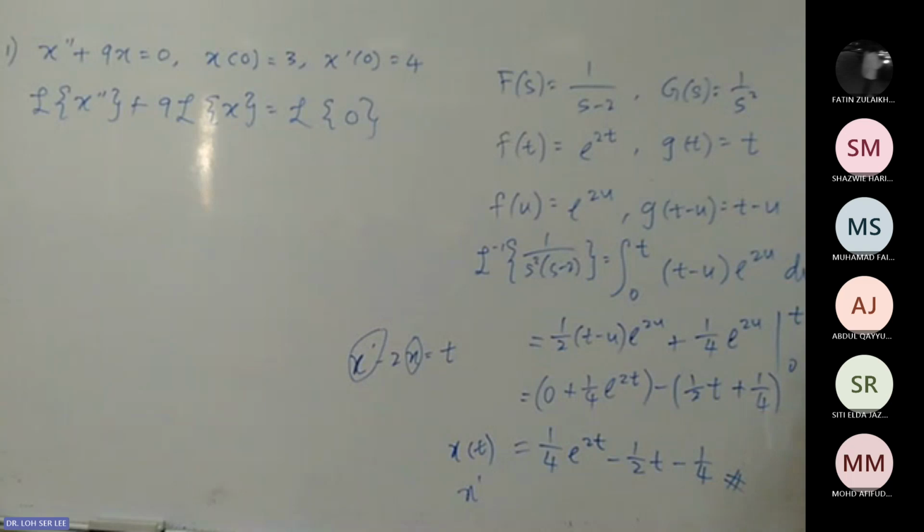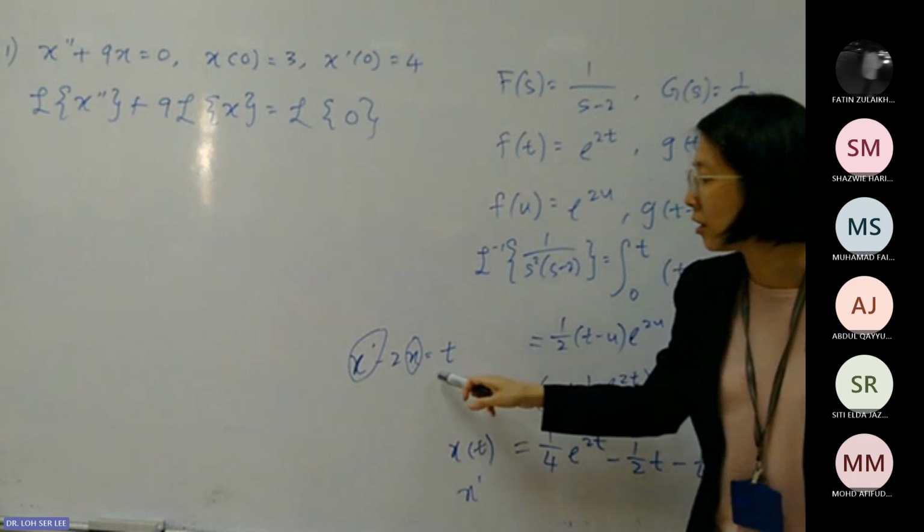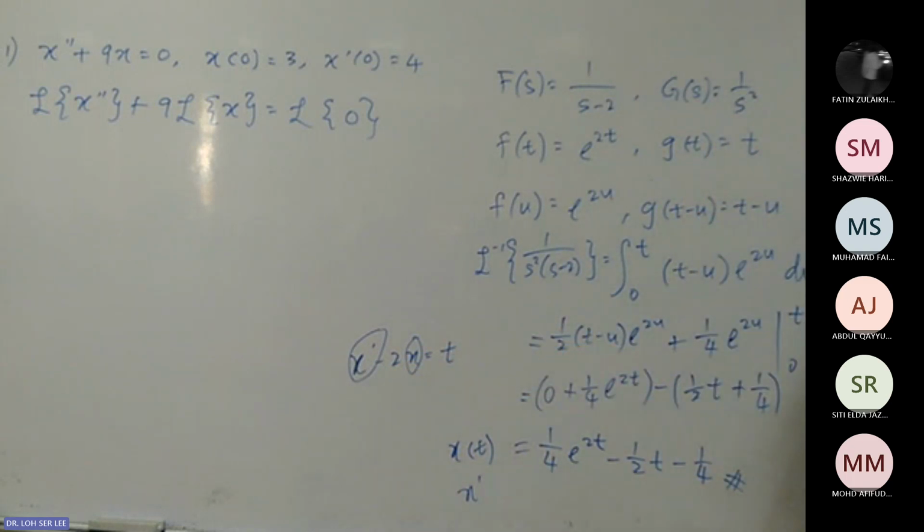Okay, so after you have done solving the differential equation, if you have time, you can double check whether the answer is correct. Just substitute the x and x prime. You just solve the left hand side, see whether you get the right hand side. Okay, very simple one.